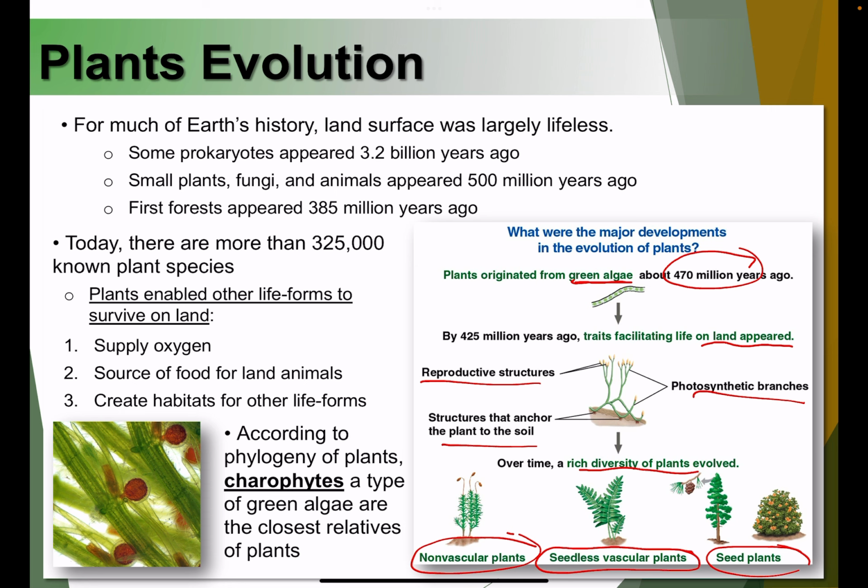Before jumping into the specific types of plants, we will first discuss their evolutionary development. According to the phylogenetic tree of plants, which we will look at in the next few slides, the closest relatives of plants are a type of freshwater green algae called charophytes.